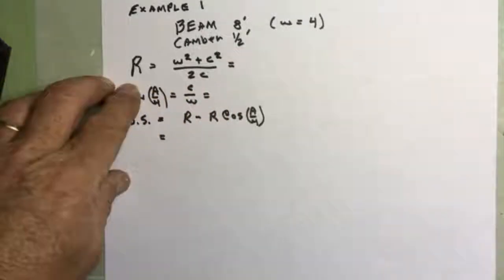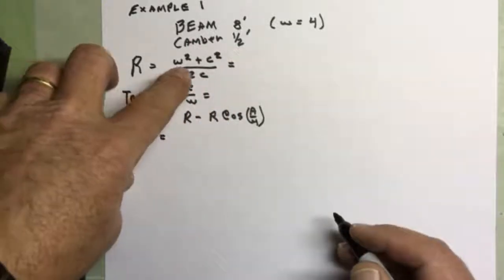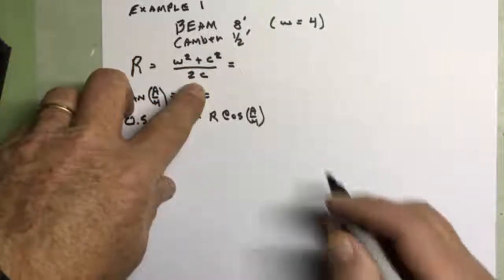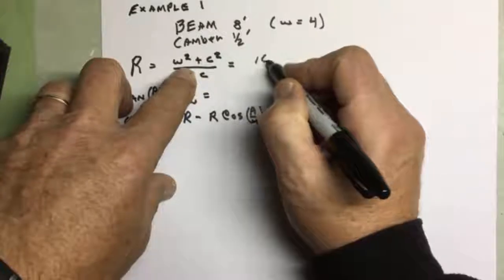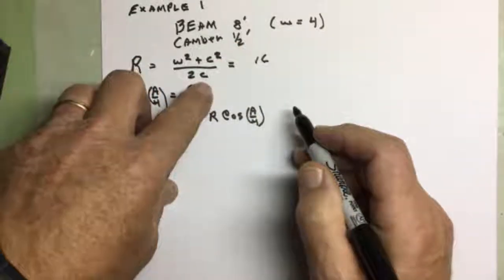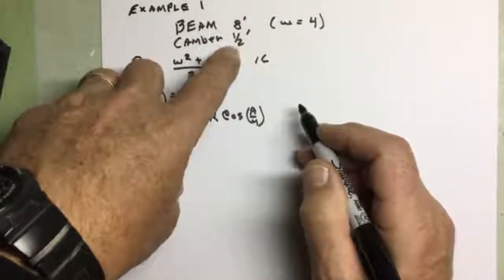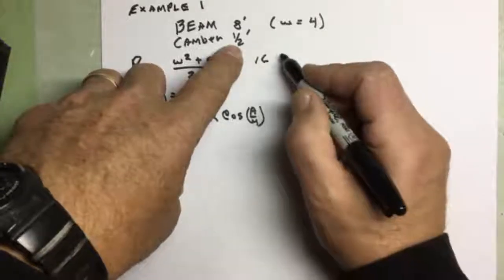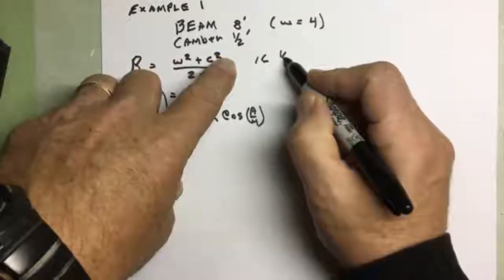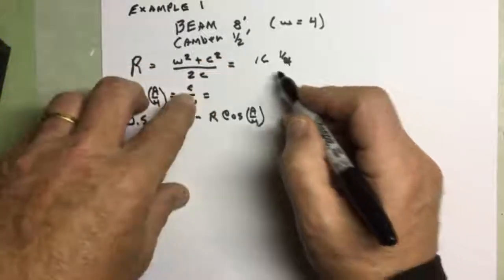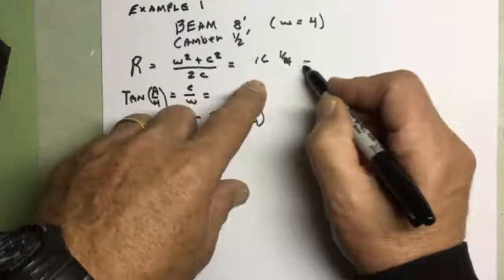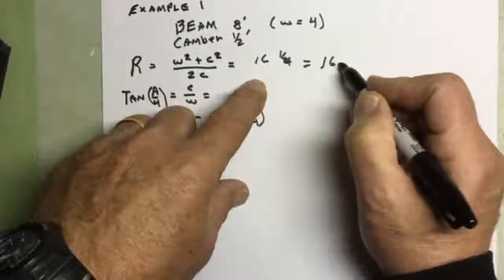We can calculate our radius using our formula, W squared plus C squared over 2C. In this case, that'd be 4 squared is 16 plus C squared, which is 1/4, divided by 2C, that'd be 1, so that comes out to be 16 1/4 feet.